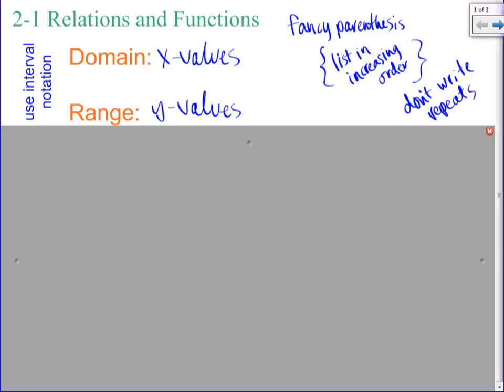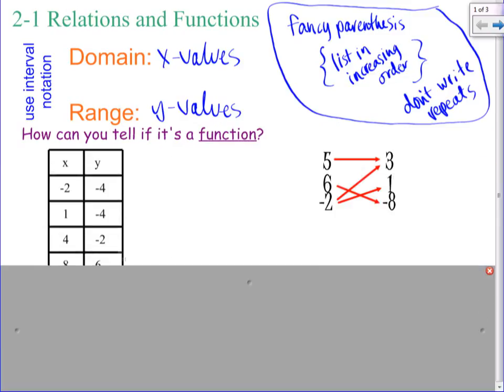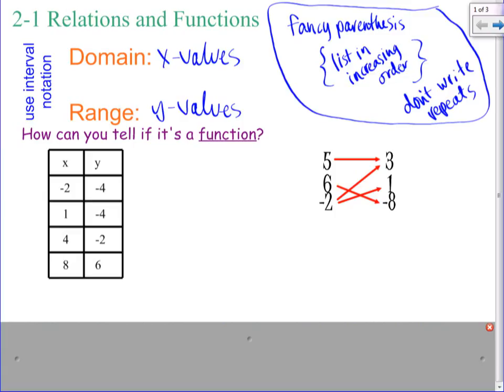Now this is just if you have a list of numbers. Okay, if you have a continuous graph, we're going to use interval notation, and we'll see that as we go along. But today we're going to be more focusing on those individual points, and I'll give you 2 examples right here. So function, we'll get to that in a second, but let's list the domain and the range on this right here.